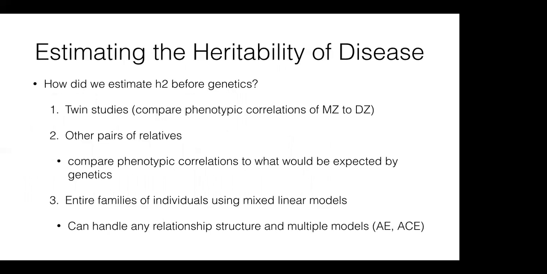How is heritability usually estimated? So we have twin studies that compare the phenotypic correlations of monozygotic and dizygotic twins. We have studies accounting for other pairs of relatives, where we compare the phenotypic correlation to what should be expected by genetics. We have studies that use entire families of individuals, using mixed linear models to also estimate heritability.